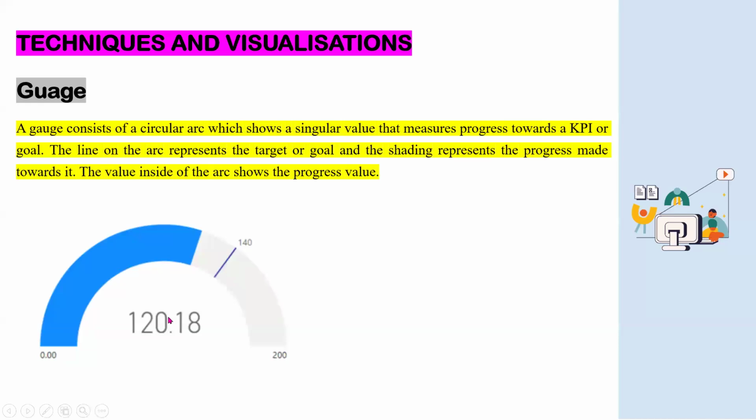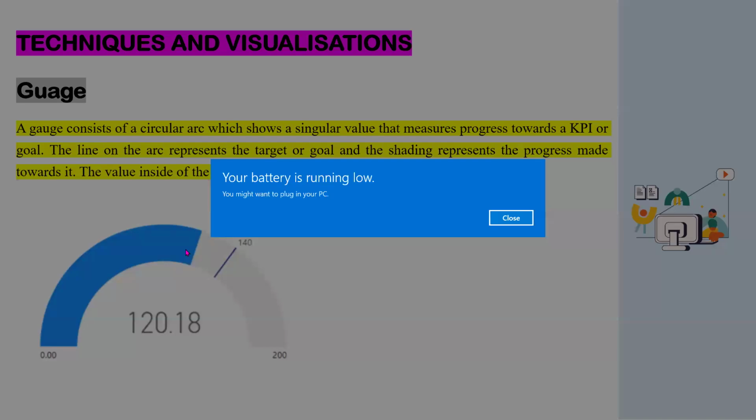So you can see something like this. Maybe your target is 140, and you are currently here. So you may want to do more to achieve your target. It could be a target, maybe fuel level, just anything at all. So this machine is going off for a moment.